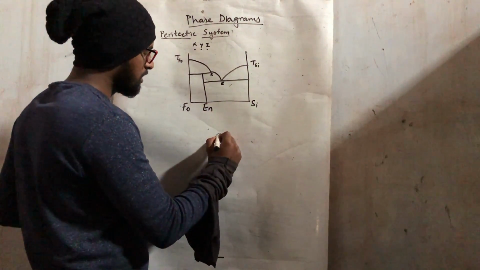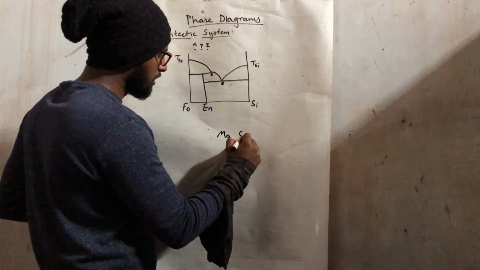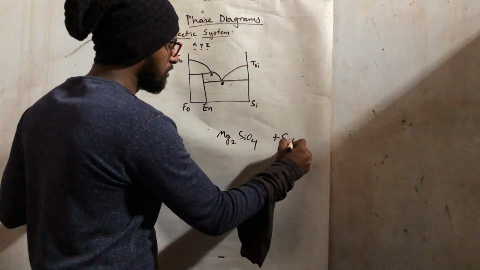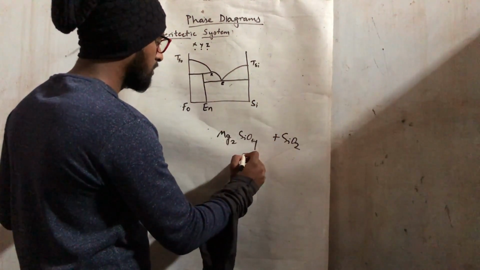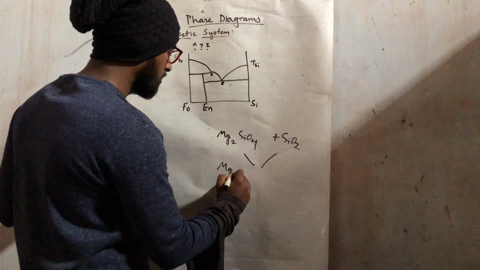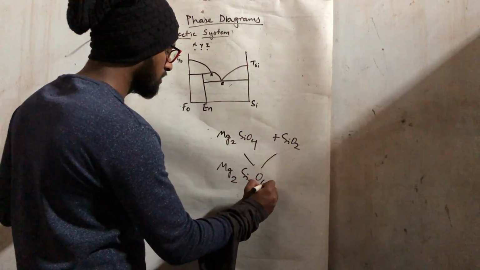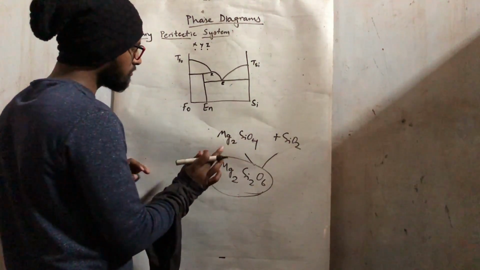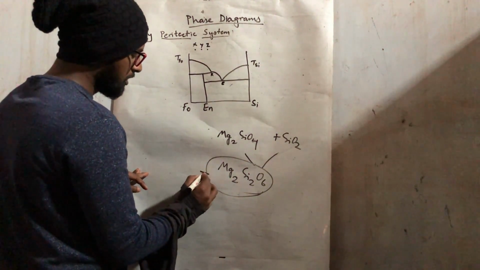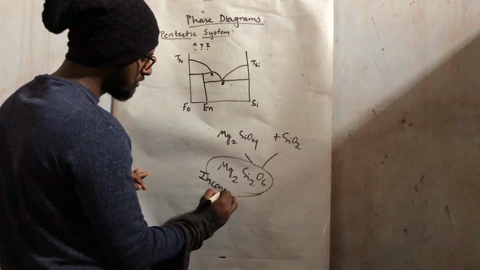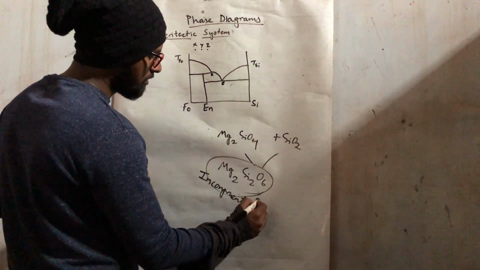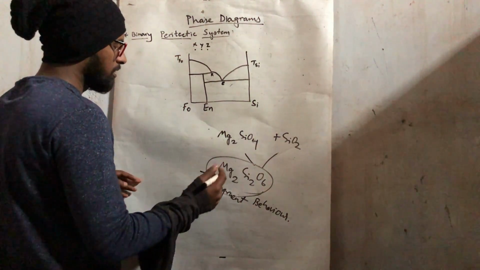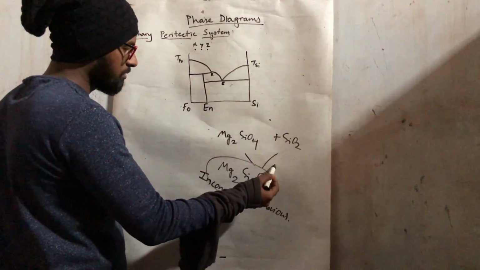Because what is the formula for forsterite? Mg2SiO4. What is the formula for silica? SiO2. When these two react, what will be formed? Mg2Si2O6. This is enstatite. Therefore, we will have this relation, and this is called incongruent behavior. Congruent behavior means what we had will produce the same thing.